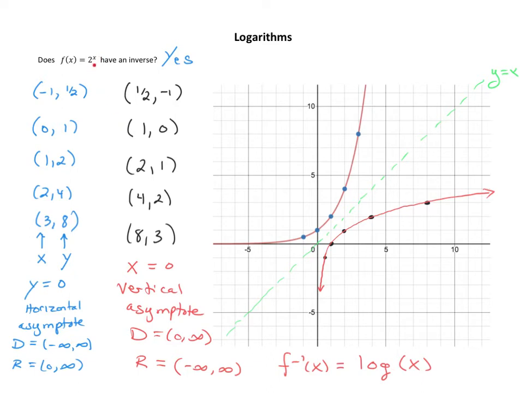Here I chose 2 to the x, and this was the inverse for 2 to the x. If I used 3 to the x or 5 to the x, we would have a different function, so therefore we'd have a different inverse. For this reason, we put a subscript after the log to indicate what exponential function we are referring to. So when you see this notation, log base 2, what we are saying is you're taking the inverse of 2 to the x, this particular exponential function.